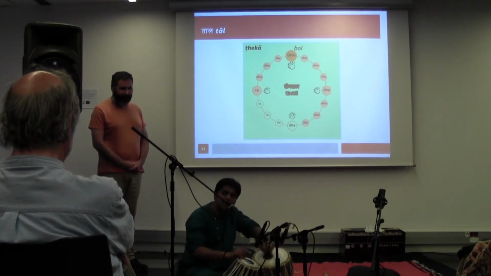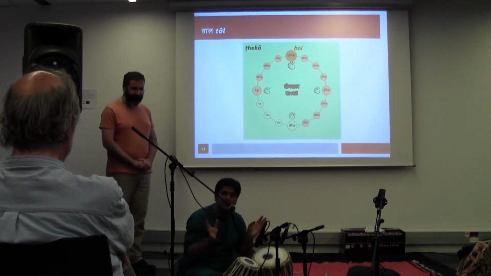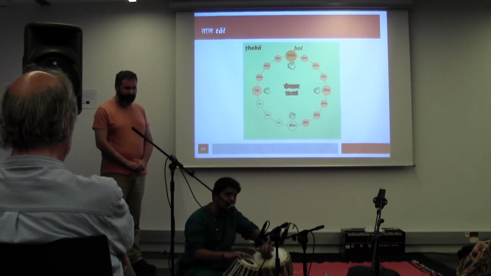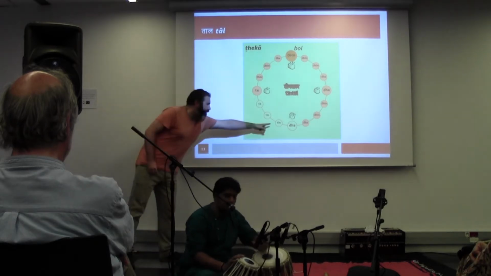So dha, dhin, dha, dha. If you say dha or you say dhin, dhe, it's all the same. It's just the pronunciation that is different. So dha, dhin, dha, dha, dhin, dha, tin, tin. For tin, close left, we use it to close the sound.